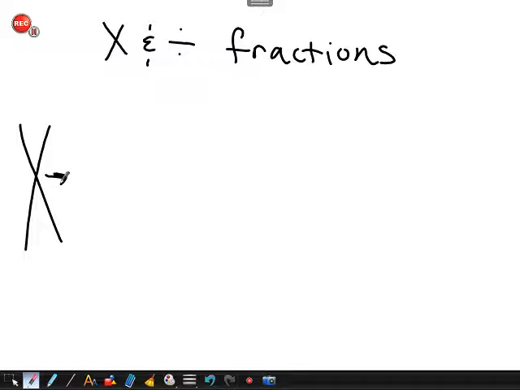Any fractions that you're given. Let's try 4/5 times 2/3.